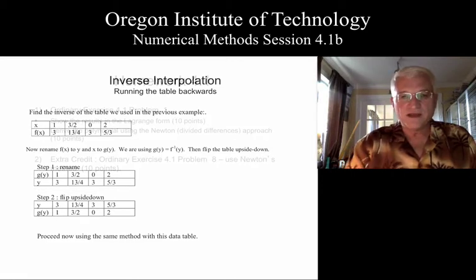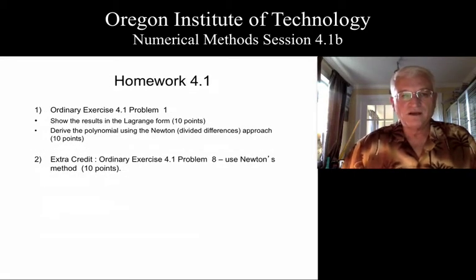Well, to show you it's not too bad, let's do a homework problem. We're going to go to the ordinary exercises in 4.1 and do problem 1. Now you need to do it twice. You're going to have to first do that as a Lagrange polynomial using the methods that we did in 4.1a, and then using the methods we just looked at in 4.1b, use the Newton approach, and you better come up with the same result.